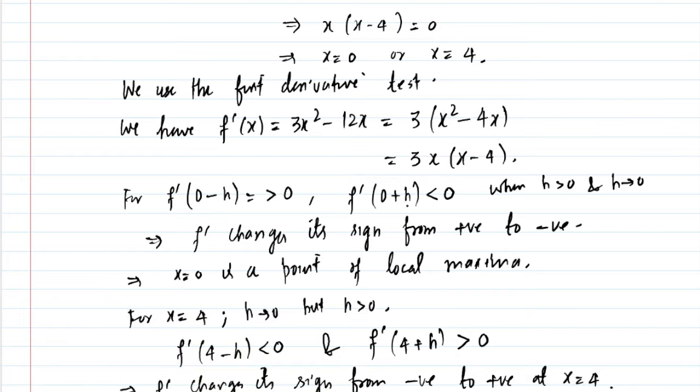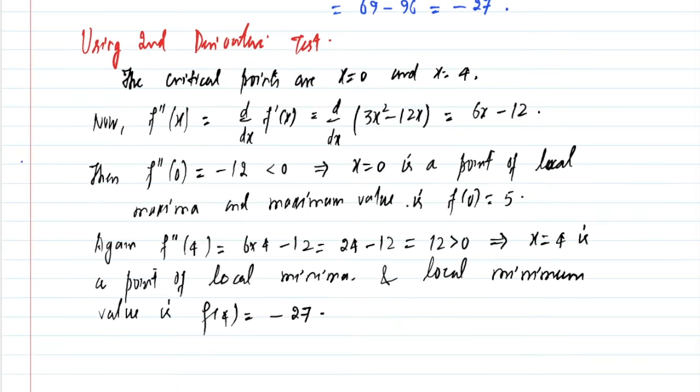So this is how we have to apply these two tests for evaluating a given critical point to be a point of local minima or a point of local maxima. Now, if a particular point happens to be a point of local minima, then the value of the function at that point is the local minimum value. And if a point is a point of local maxima, then the value of the function at that point is the local maximum value of the function.